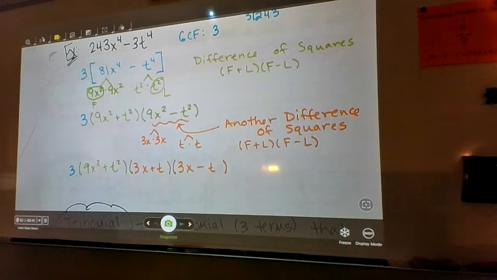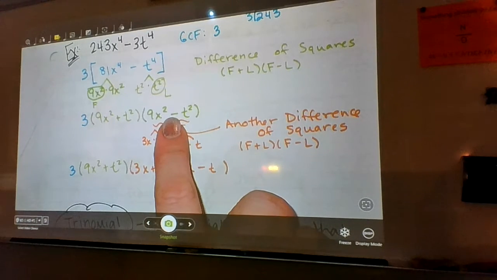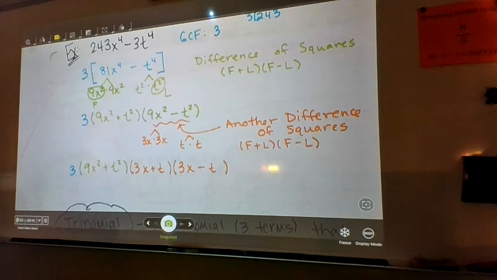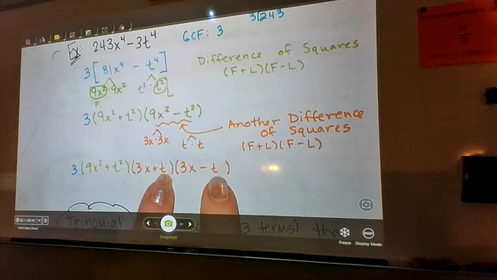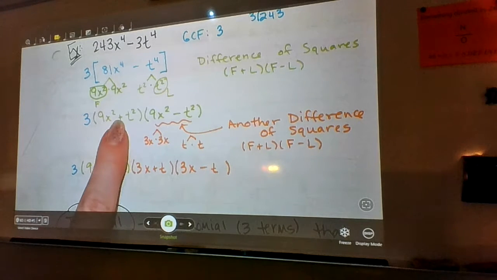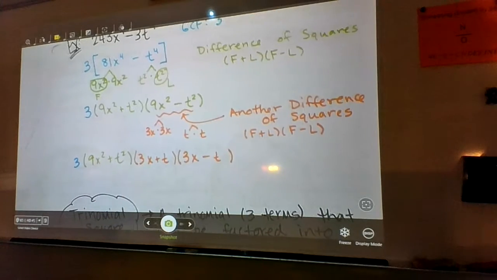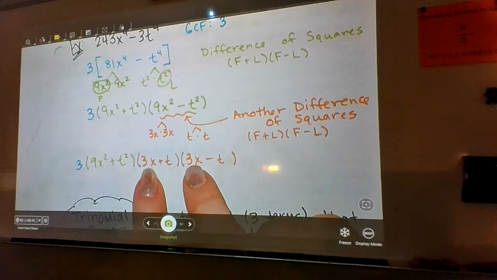I'm confused, but okay. Difference means we're subtracting. Well, I know that, but it makes sense because F plus L and F minus L, and you have the addition and subtraction. Right, but when I FOIL this out, when I do a plus times a minus, I'm going to get a minus. You can't have a plus at the end. Does that make better sense? I think I know what you mean.